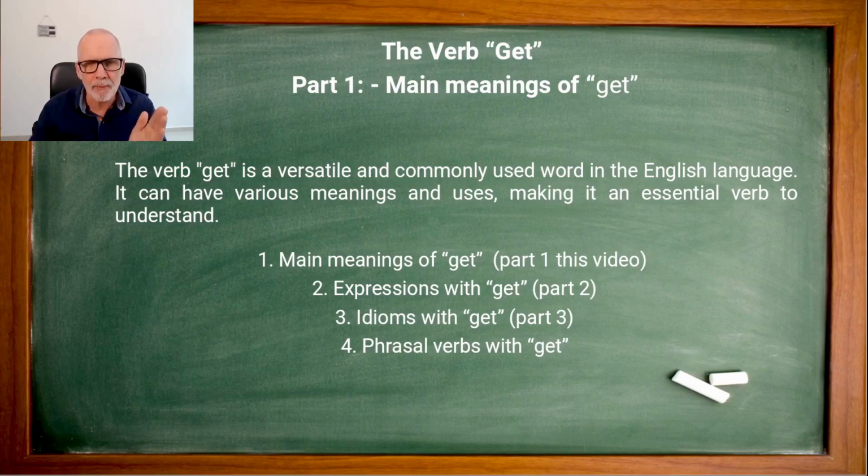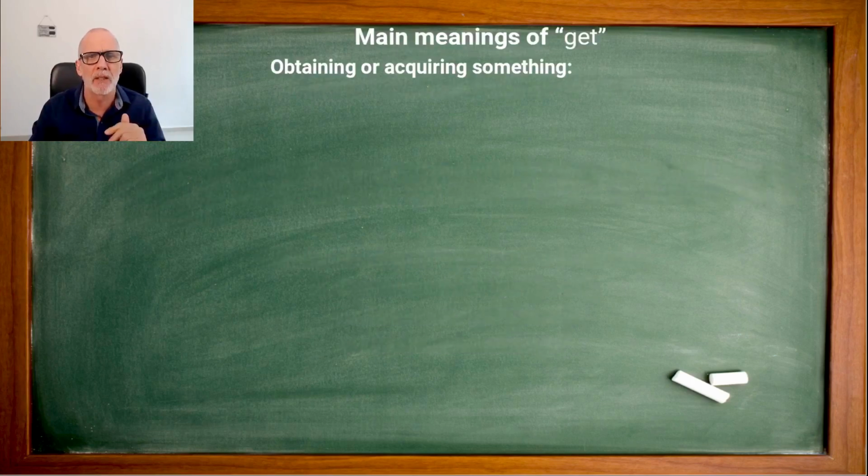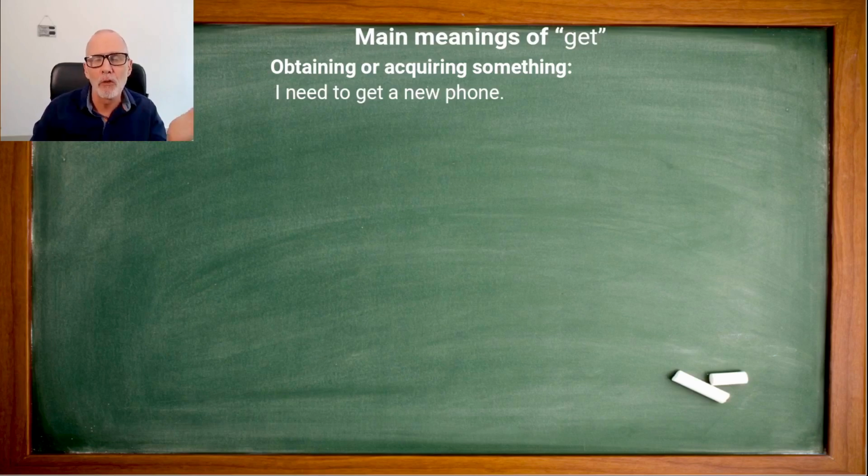So let's begin with the first main meaning of get, which is the most common meaning of get, the basic meaning, I should say, which is obtaining or acquiring something. So I've got some examples. I need to get a new phone. That means I need to obtain a new phone. I'm going to go to the shop, or I'm going to go on Amazon, and I'm going to buy a new phone. I'm going to get a new phone.